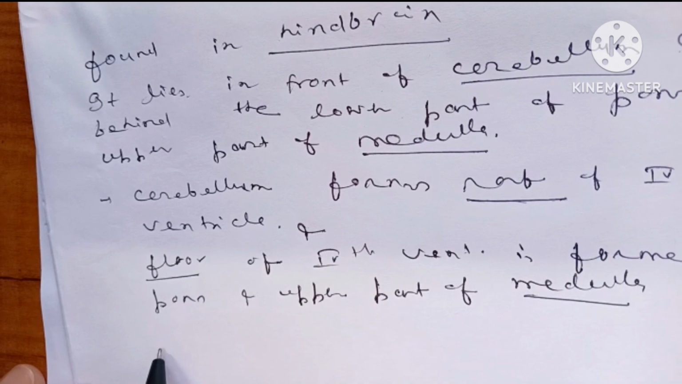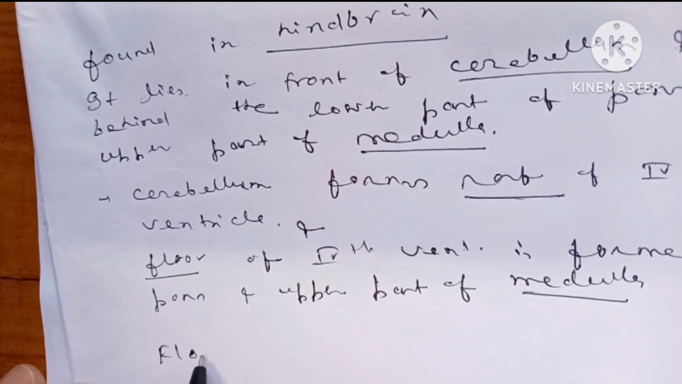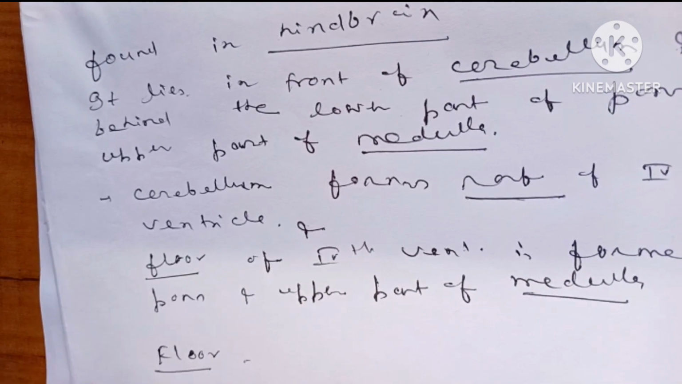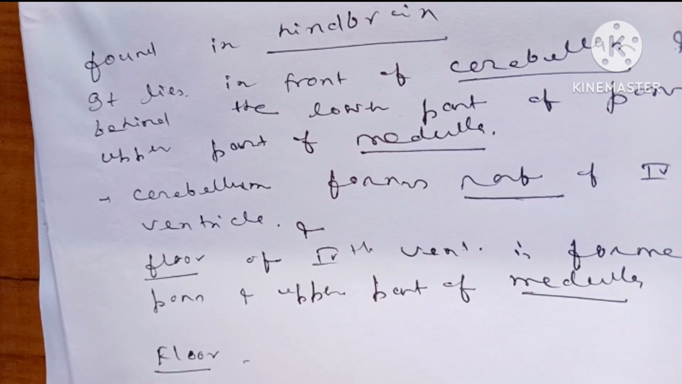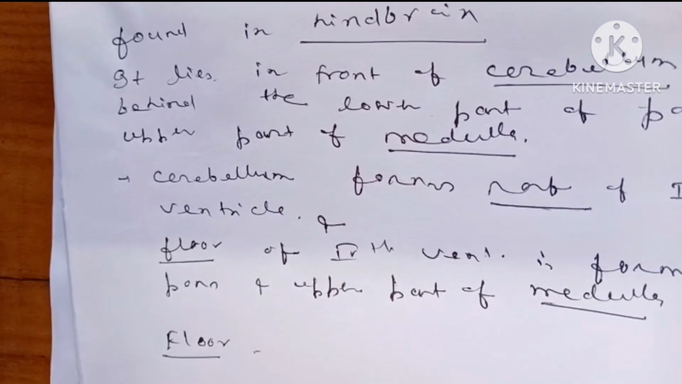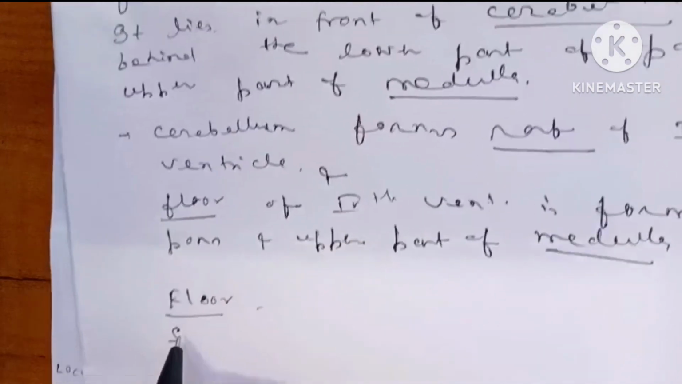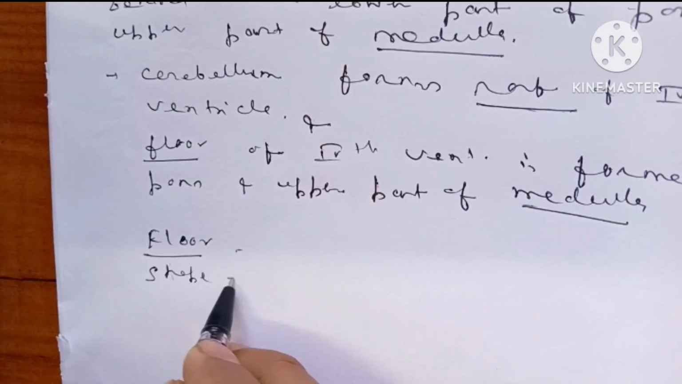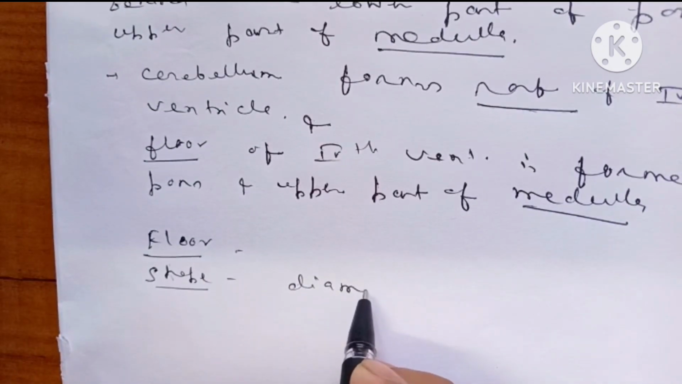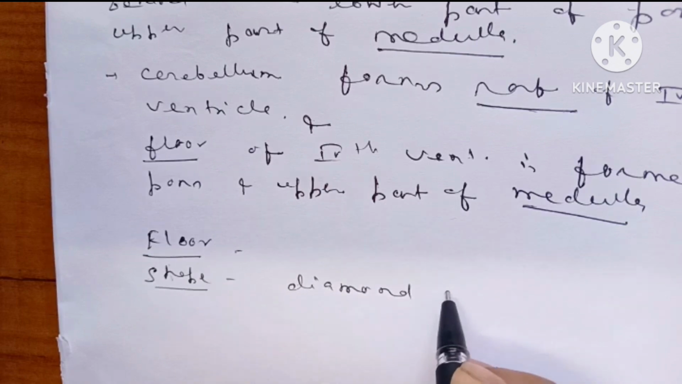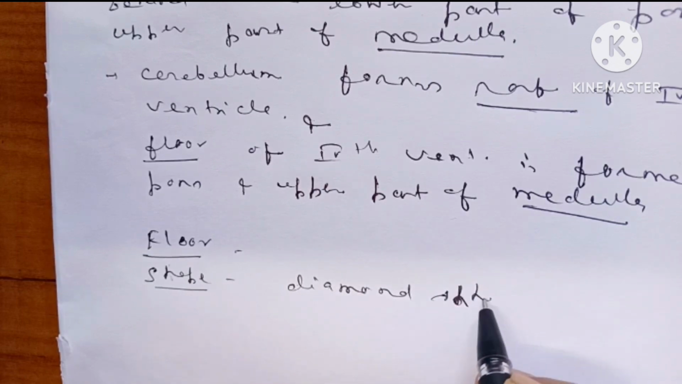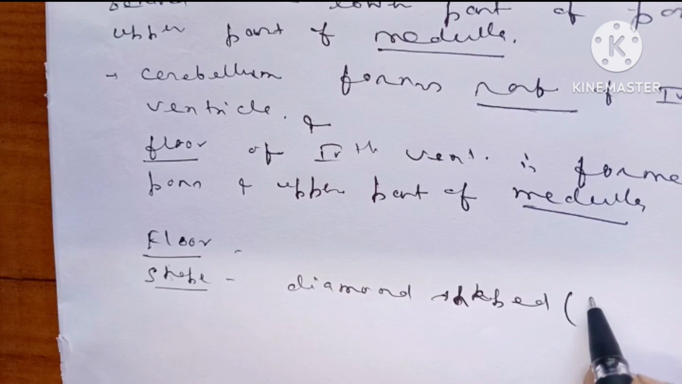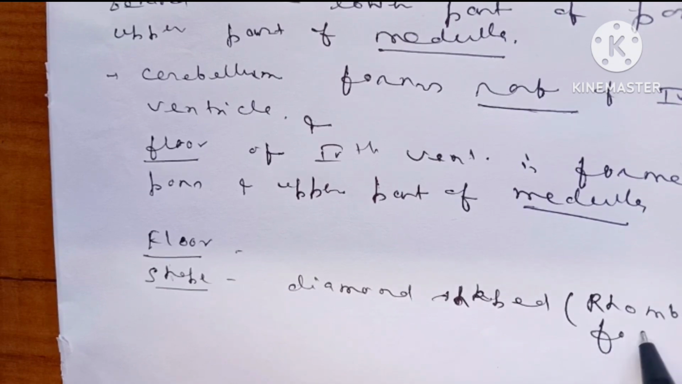Now, very important, the floor of the fourth ventricle. The floor of the fourth ventricle is diamond shaped. What is the shape? Diamond shaped, or so-called rhomboid fossa, because it is rhomboid in shape.